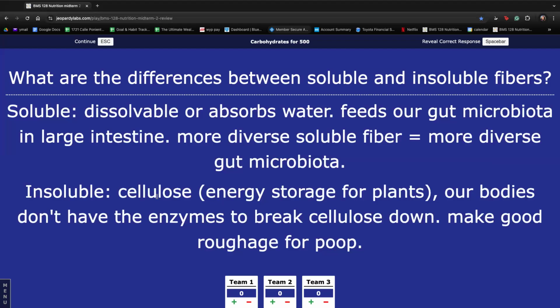And then soluble fiber is dissolvable, or absorbs water, and it feeds our gut microbiota in the large intestine.